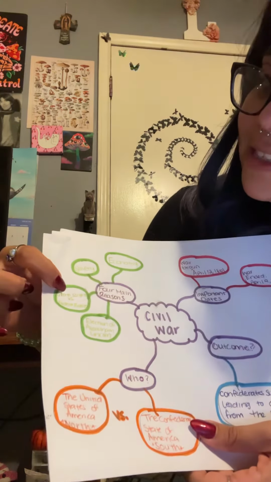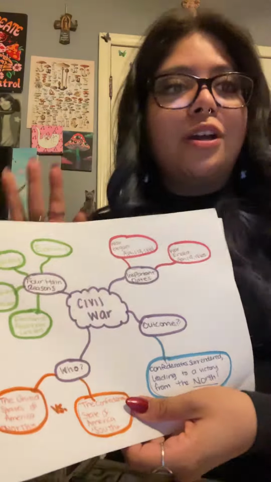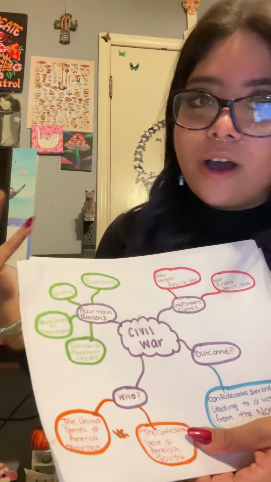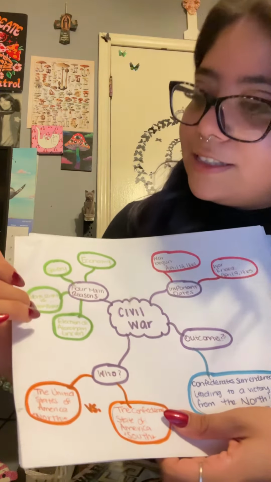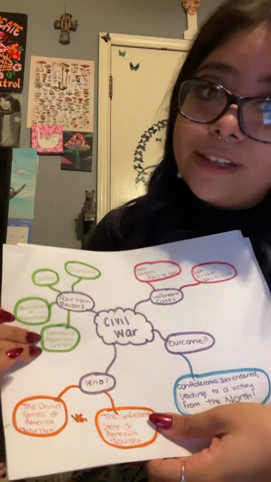We also had states' rights versus federal rights. The southern states wanted to be able to nullify federal acts, which is why this is one of the main reasons. And the last reason was actually the election of Abraham Lincoln, which a lot of the South did not like.